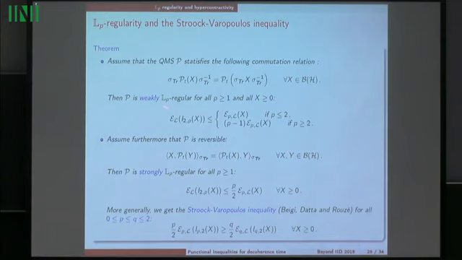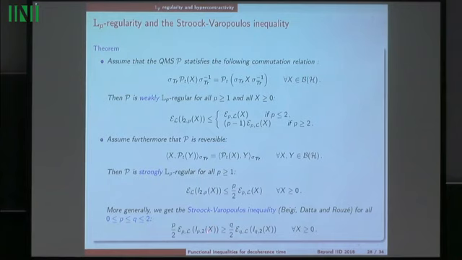Okay, so this is the most general situation under this hypothesis, but if furthermore you assume that the semigroup is reversible, so it is equal to its adjoint, then you can also prove a stronger form of regularity. The semigroup is strongly LP regular, which is just some stronger inequality than the one before, but it's still a comparison between the 2 Dirichlet form and the P Dirichlet form.